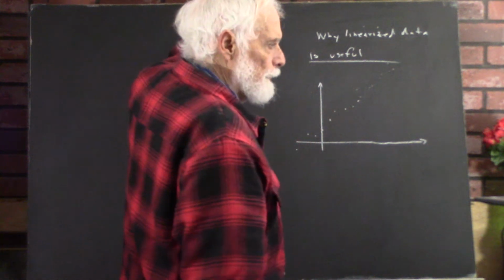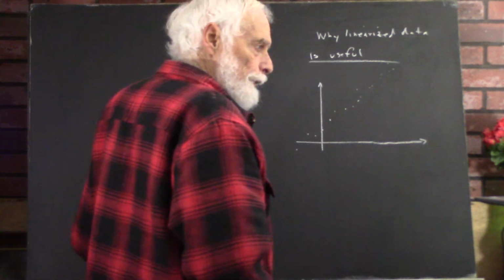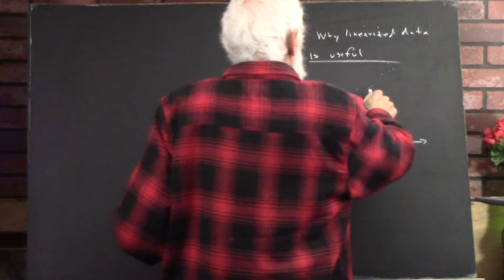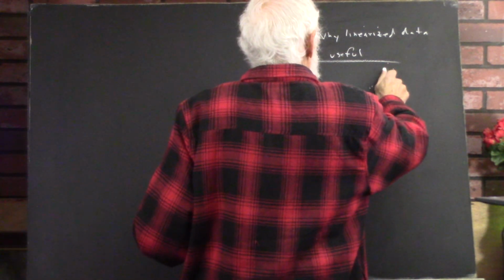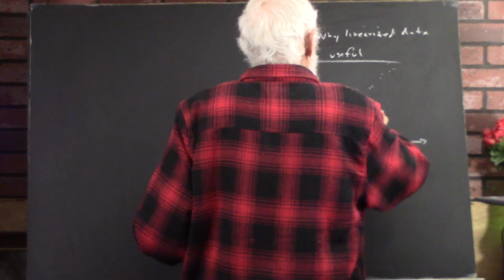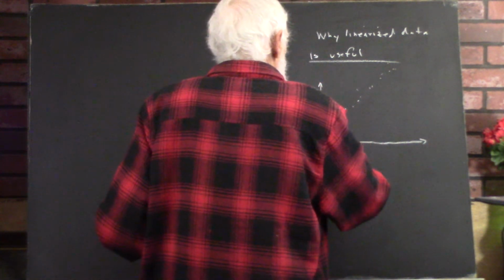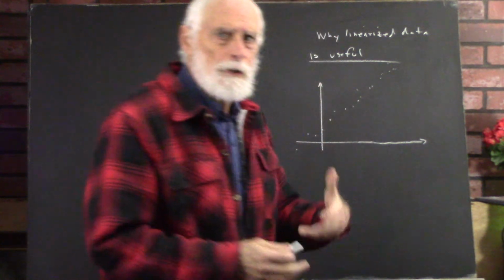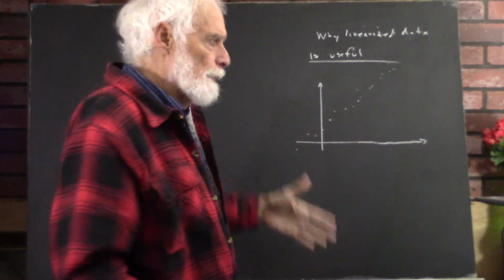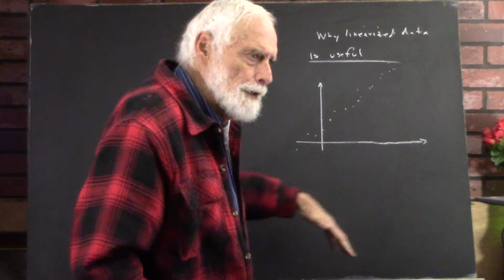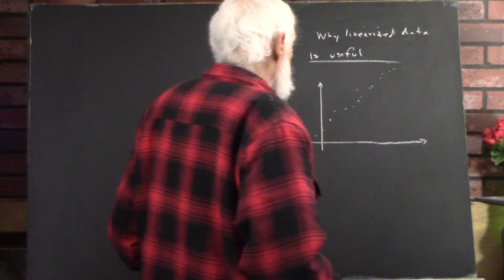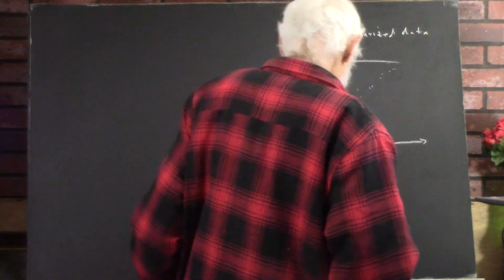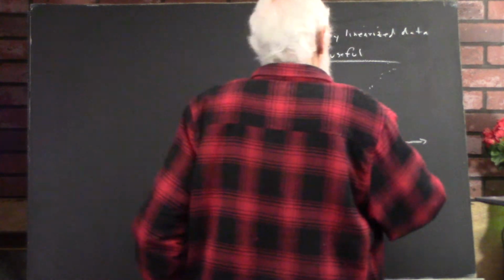Okay, let's just say these points represent data. That's not going to be population data, because population data would follow an exponential curve. It's not going to be quadratic data. Quadratic data would follow a parabolic curve. This is pretty much on a straight line.